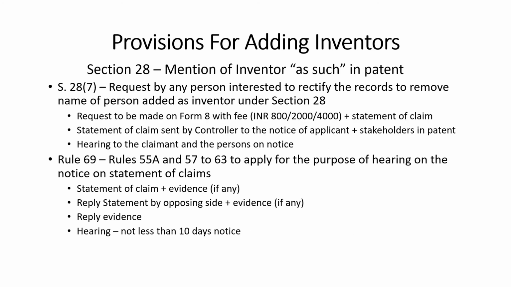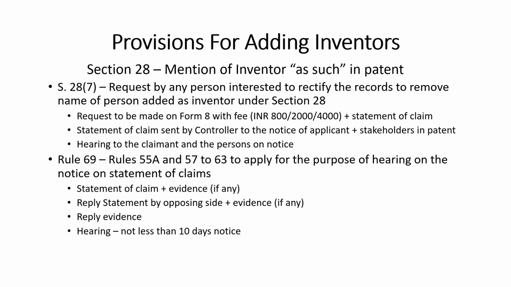Section 28 also provides for provisions to rectify the records so as to remove name of any person who has been added as an inventor under section 28. So if the name of a person has been added by following the procedure under section 28, another person could also make a request so as to get this name of additional person removed. This is provided under section 28 subsection 7.